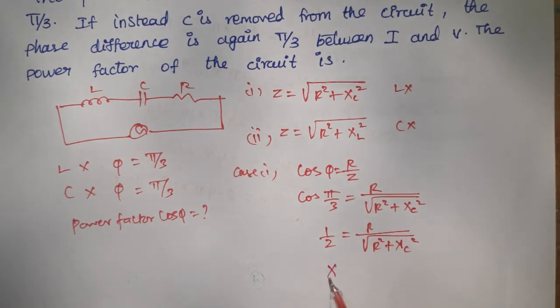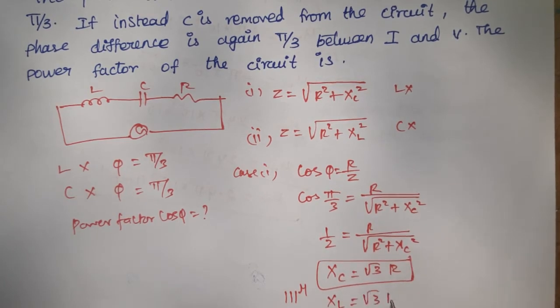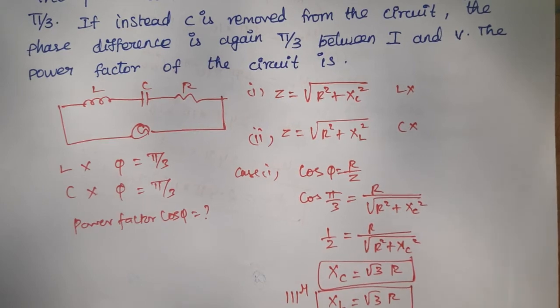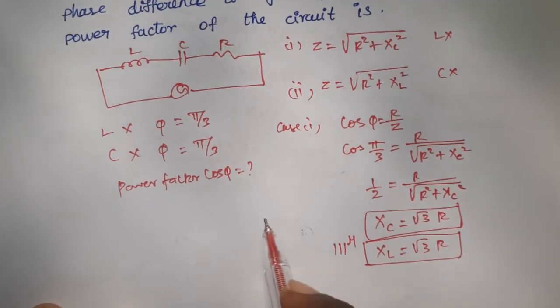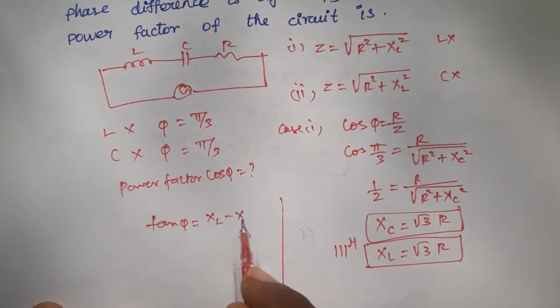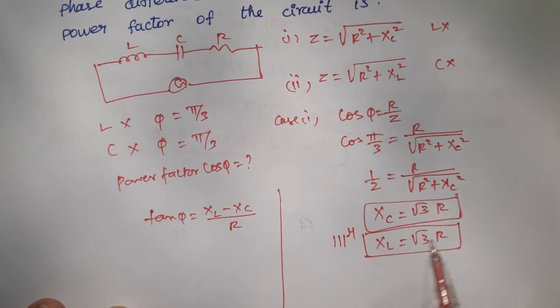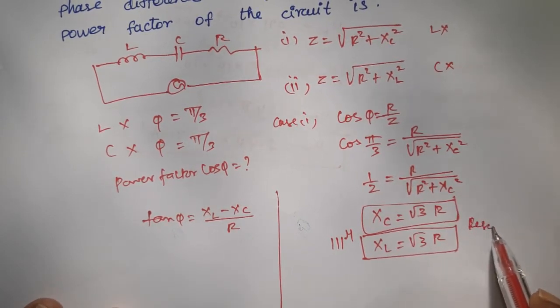If you simplify, we will get XC is equal to root 3 R. In the same manner, similarly, if the C is removed, the XL value will get root 3 R. The phase difference between current and voltage formula, tan phi is equal to (XL minus XC) by R. Here XL is equal to XC, so this represents resonance condition also.